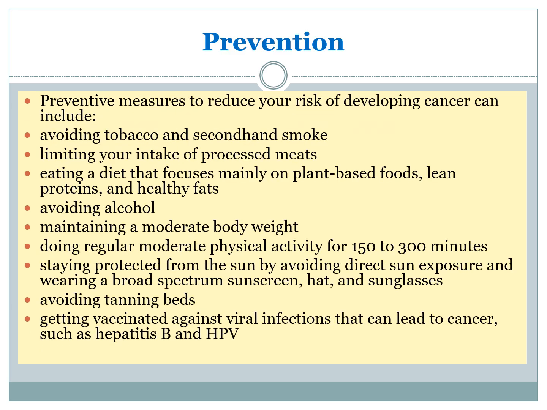Then prevention of cancer, which reduces your risk of developing cancer, can include avoiding tobacco and second-hand smoke, limiting your intake of processed meats, eating a diet that focuses mainly on plant-based foods, lean proteins and healthy fats, avoiding alcohol, maintaining a moderate body weight, doing regular moderate physical activity for 150 to 300 minutes, staying protected from the sun by avoiding direct sun exposure and wearing a broad spectrum sunscreen, hat and sunglasses, avoiding tanning beds, and getting vaccinated against viral infections that can lead to cancer such as hepatitis B and HPV.